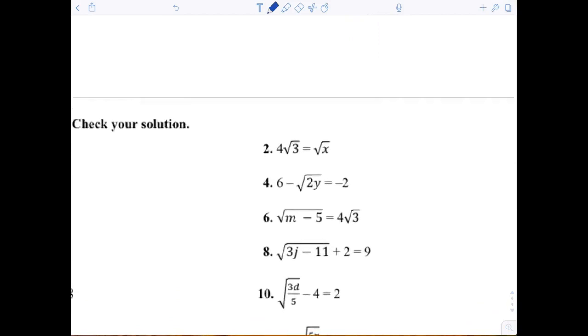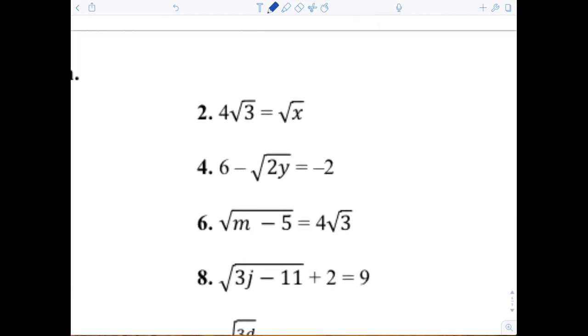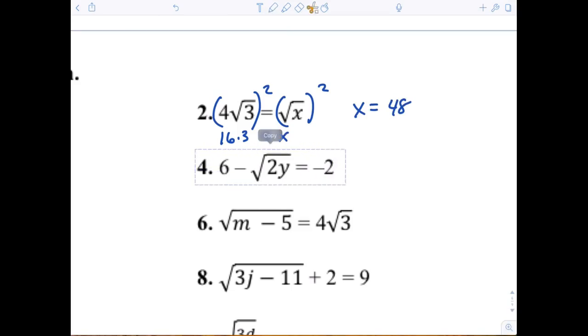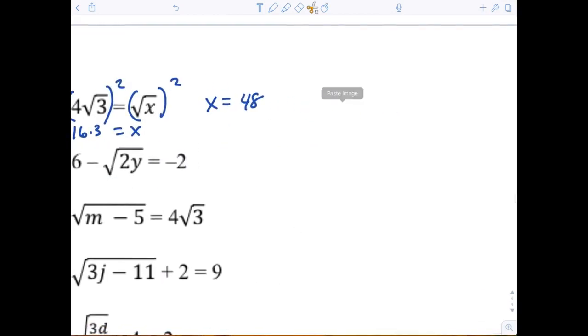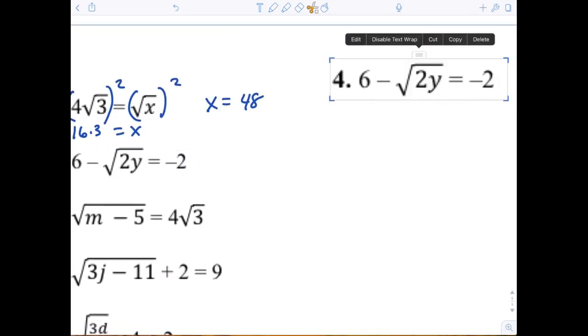All right. Now we got to start with these. This is one we haven't reviewed, so we still got work to do. Square both sides. Now, who can tell me what 4 radical 3 squared is? 16 times 3, correct? Is everybody okay with that? And so now that one's kind of easy. X is equal to what? 48. Everybody okay with that? Now I'm just going to put this one over here so we can see it better.